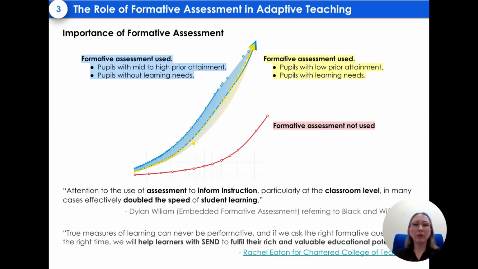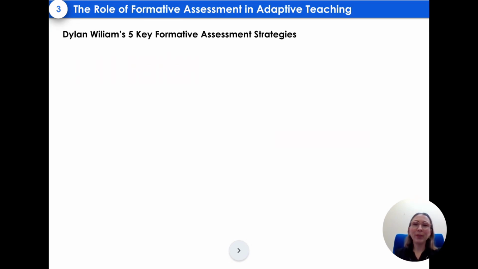And these are just some quotes that illustrate that increased speed of learning, and also the fact that it's very, very useful and very helpful, more so for pupils with low prior attainment or learning needs. Although, again, good teaching for SEN is good teaching for all. Good teaching for EAL is good teaching for all. So the pupils that don't have these learning needs are not going to be, there's no detriment to them in any way. So this is, as I said, a win-win.